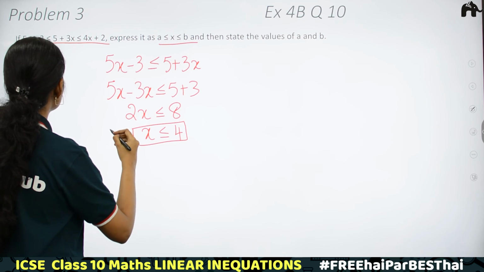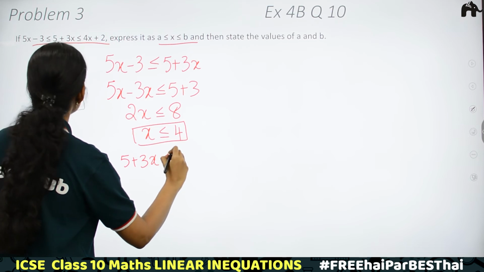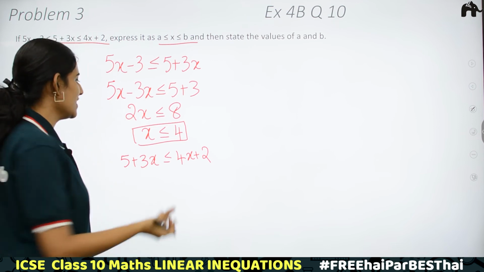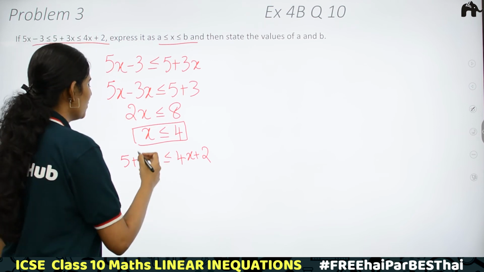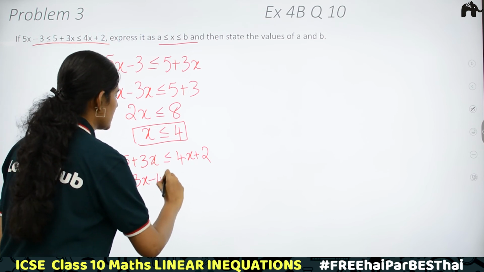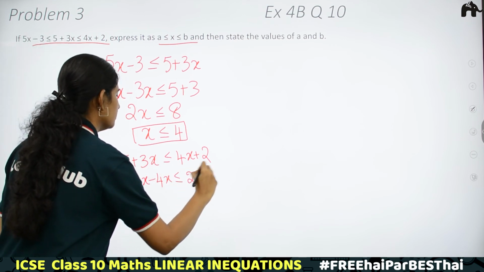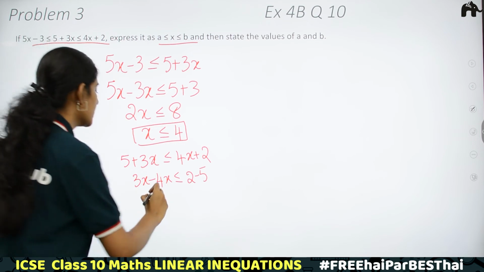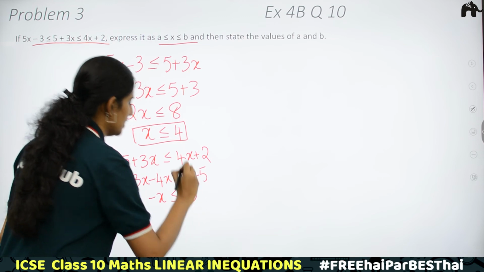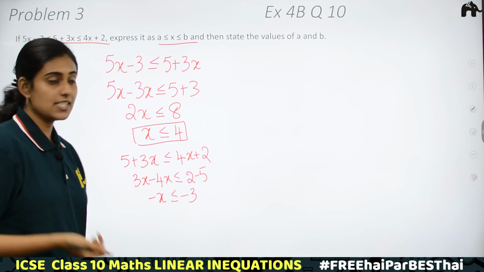Now the second part, 5 plus 3x less than or equal to 4x plus 2. Now you are experts in solving these inequations, right? I know you all have solved it. 3x minus 4x, taking 4x to the LHS, less than or equal to 2 minus 5. 3x minus 4x is minus x less than or equal to 2 minus 5, minus 3.